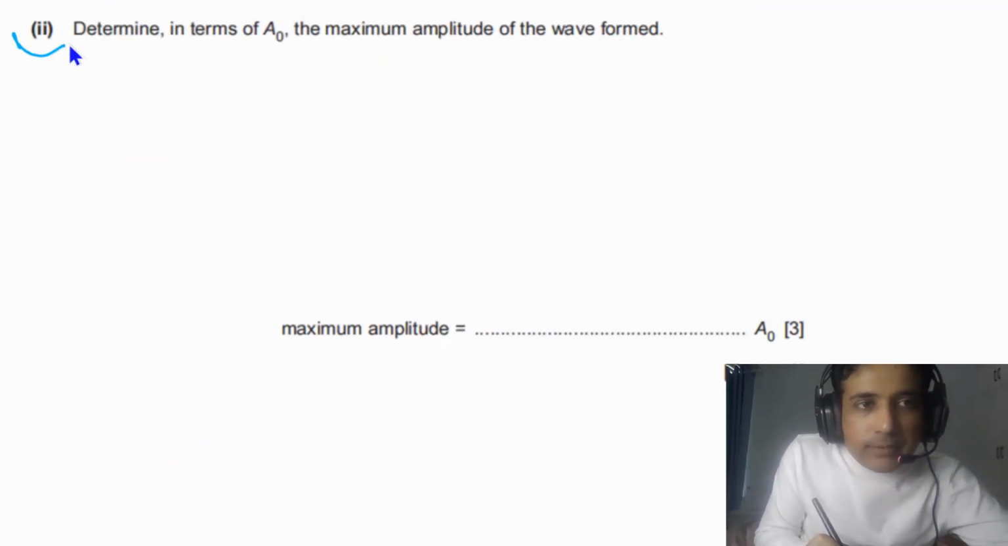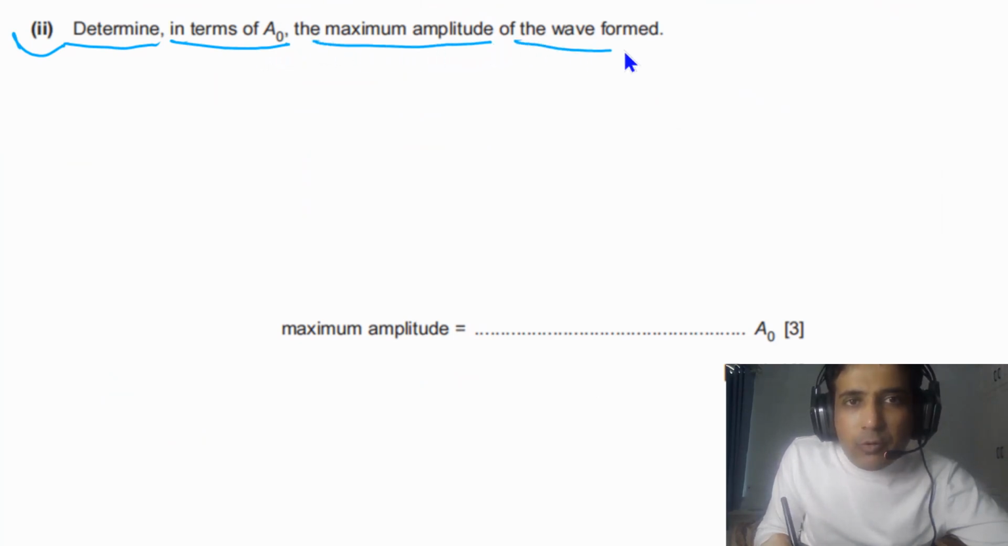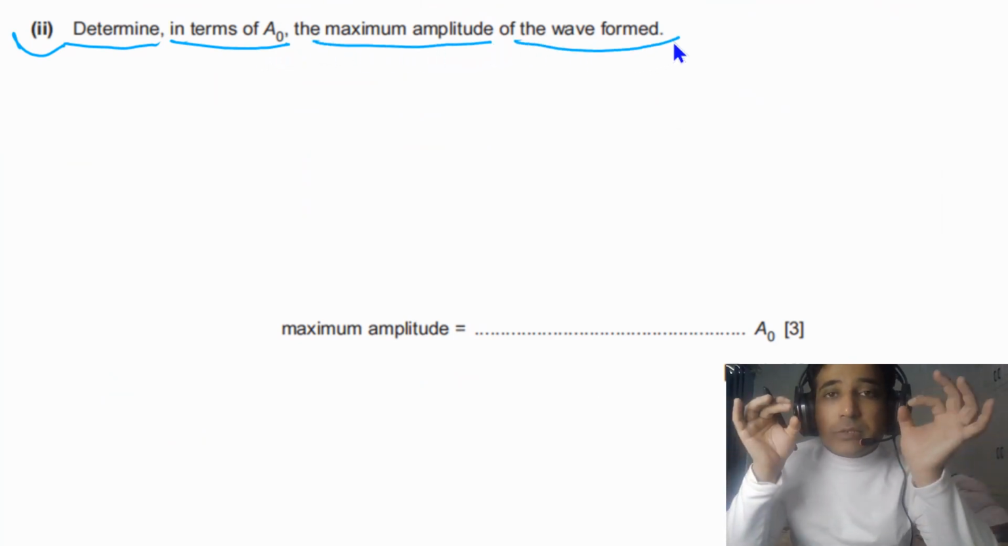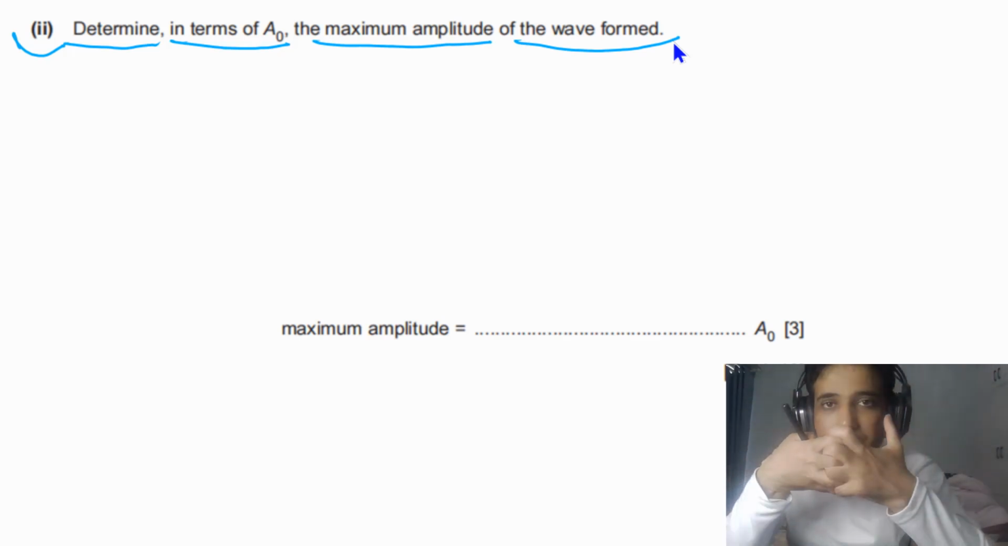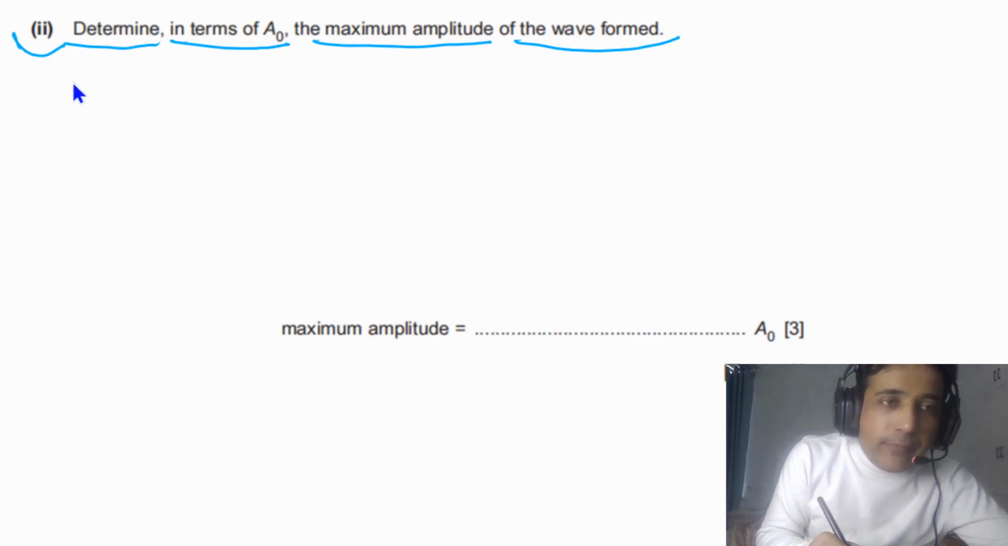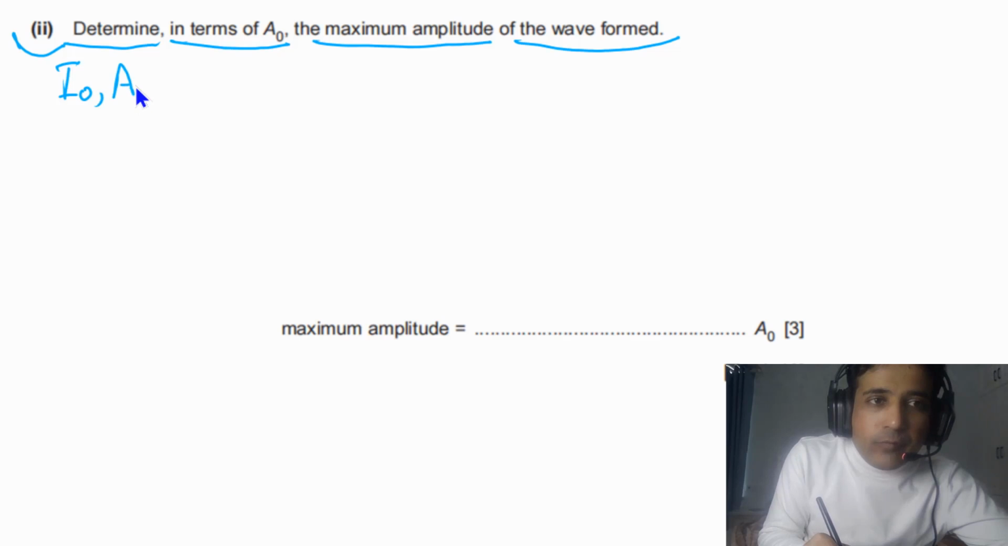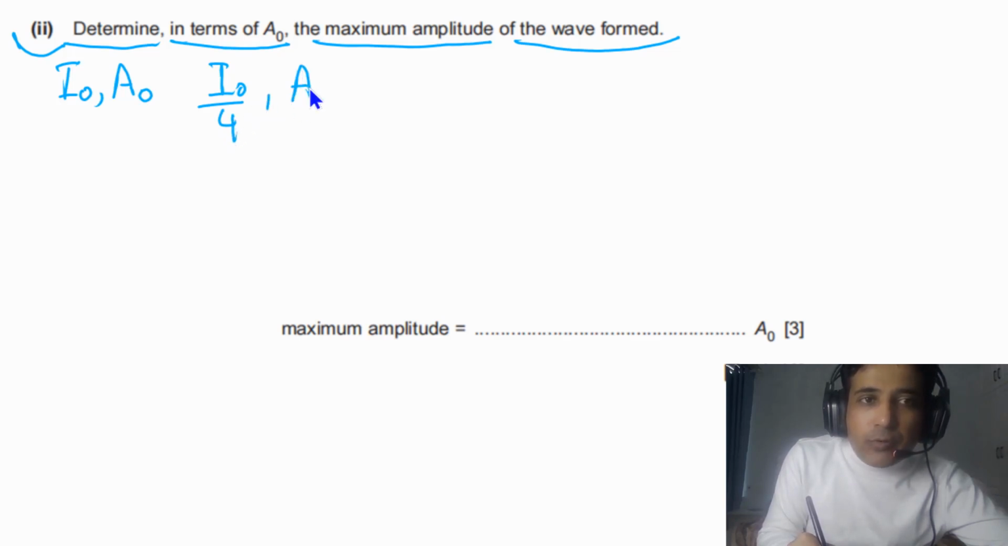For the second part, we need to determine, in terms of A naught, the maximum amplitude of the wave formed. Means the amplitude of the resultant wave of two progressive waves. So how can we find out? We have wave 1. Wave 1 has intensity I naught, then the amplitude of wave 1 is A naught. And the second wave has intensity I naught by 4. So we can find out the amplitude of the second wave. We can say the amplitude of the second wave is A2, and we can find the value of A2.